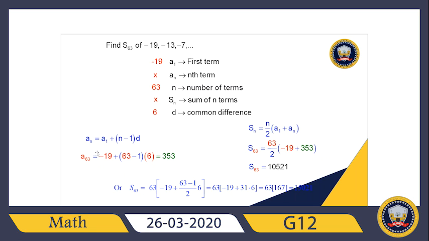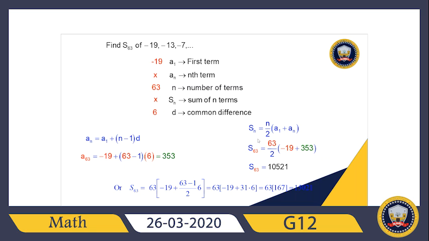Okay then, so we can use the formulas of the arithmetic sequence. an, as we know, equals a1, which is negative 90 in this case, plus n, which is 63, minus 1, multiplied by d, which is 6. We substitute, we find a63, 353.